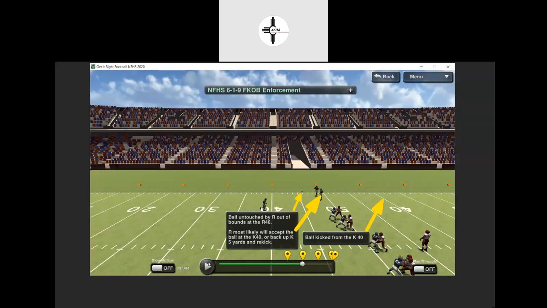So the receiving team, the offended team, has a couple of options here. They can go ahead and back K up 5 yards and have them re-kick. Or they can just go ahead and take the ball where it went out of bounds, or take the ball where it went out of bounds and move it up 5 yards, 1st and 10 from there.